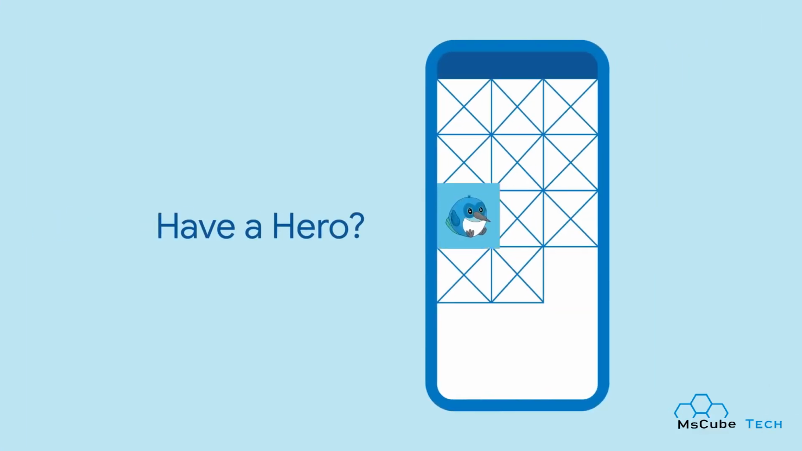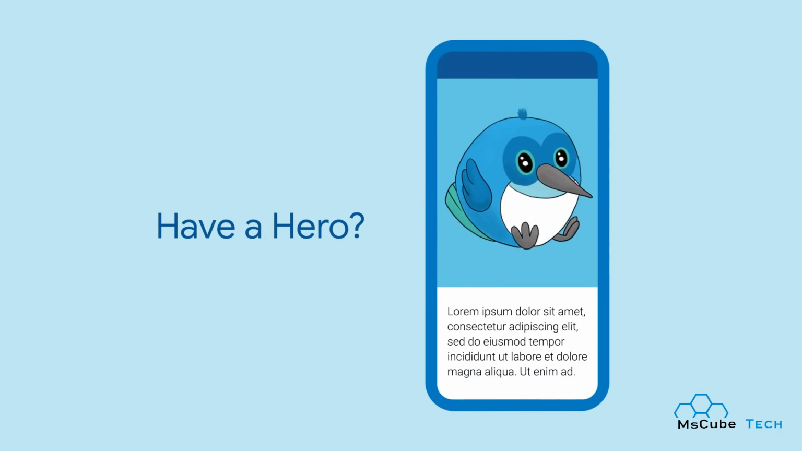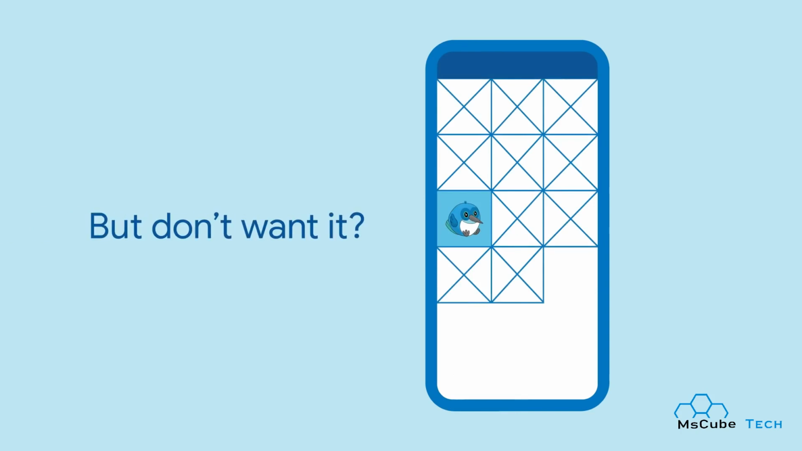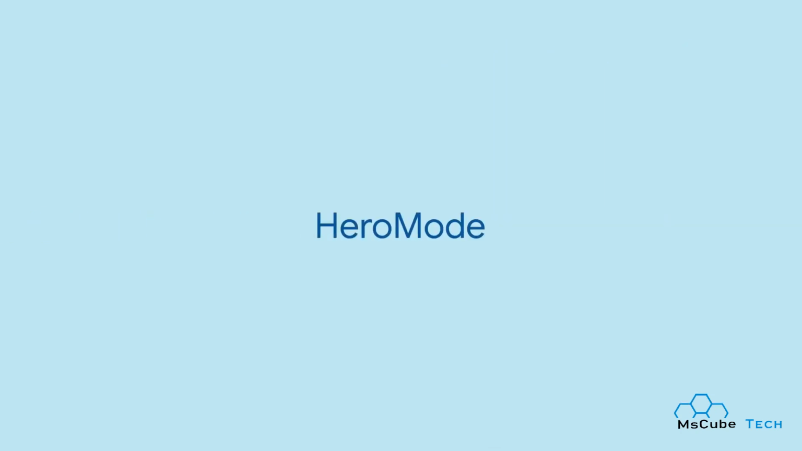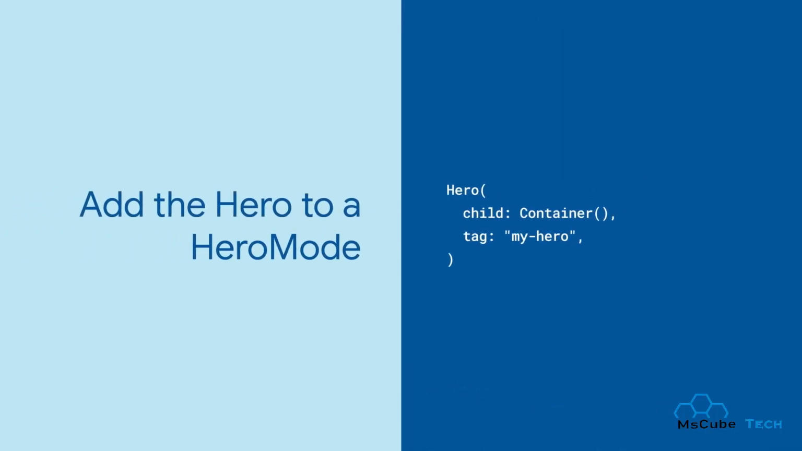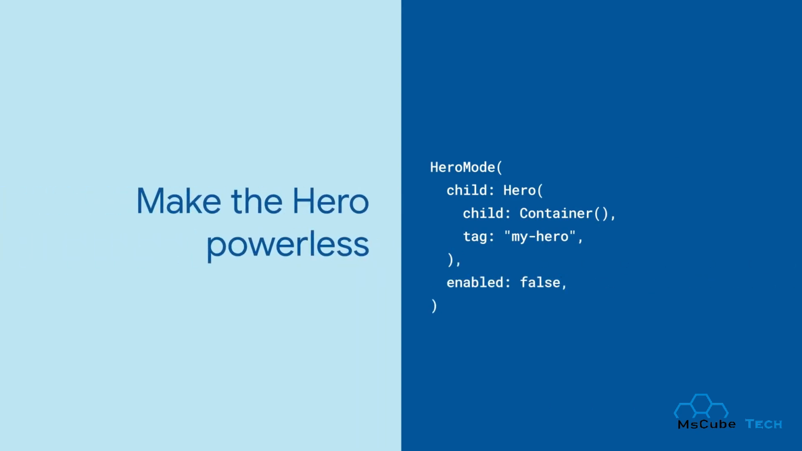Hero transitions are a nice and easy way to get a simple animation between two screens. But what if you don't want it? To enable or disable it, use Hero mode. First, find that hero and then wrap it in a hero mode. Then using the enabled property, you can say whether or not this hero has its animation powers.